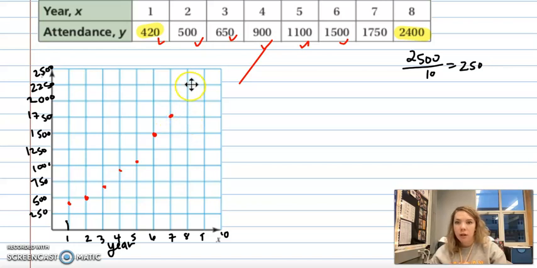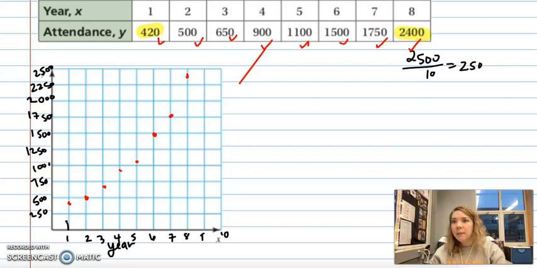And 8, 2400. Okay, so again, this one doesn't really have any clusters. I wouldn't say any major gaps, any major outliers if we're talking about that, but it does have a positive relationship overall from left to right. As the years went on, the more years they put on this event, the more people attended the event.